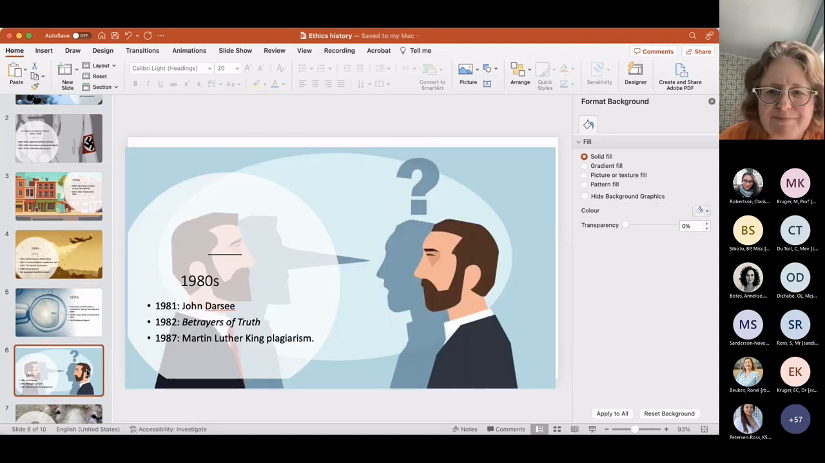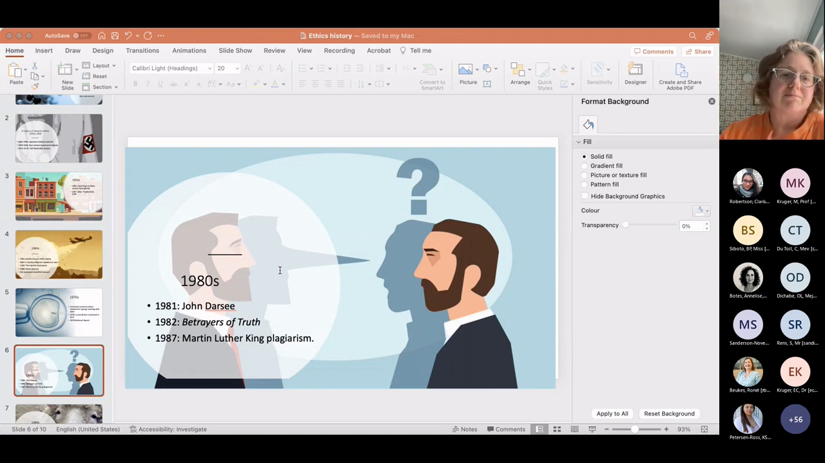Which brings me to the 1980s. So in the 1980s, we see a very interesting trend in ethics. And one of the bad cases, very famous cases, that actually started this whole trend, was in 1981, when a young scholar, John Darsee, a very fast-rising medical researcher, was found guilty of fabricating data. He just fabricated data from nothing. He never actually did the research that he claimed he had done. So he fabricated data and published in all these high-flying journals. Initially, 17 of his papers were retracted, and later more than 80 of his papers. So almost all of his output was retracted.